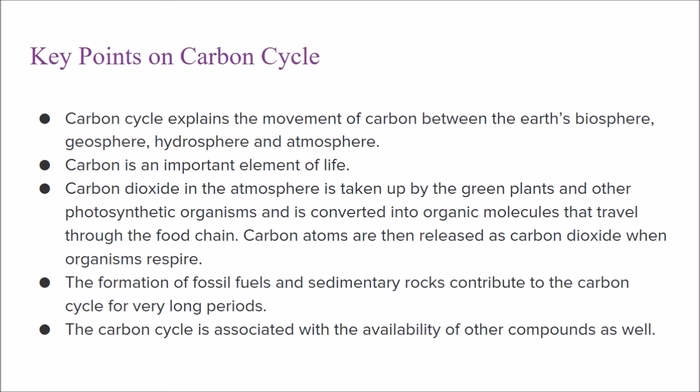Key points on carbon cycle. Carbon cycle explains the movement of carbon between the Earth's biosphere, geosphere, hydrosphere, and atmosphere. Carbon is an important element of life. Carbon dioxide in the atmosphere is taken up by the green plants and other photosynthetic organisms and is converted into organic molecules that travel through the food chain.